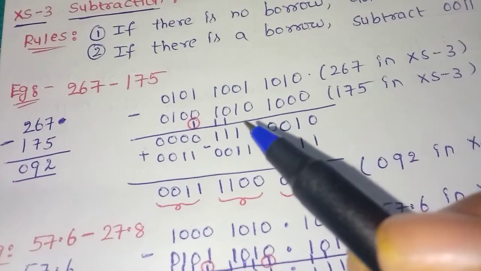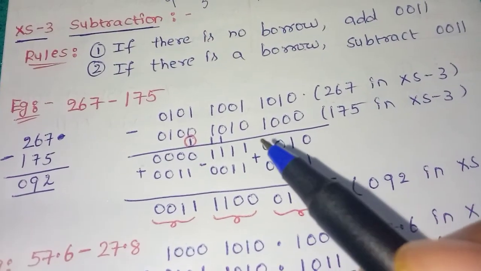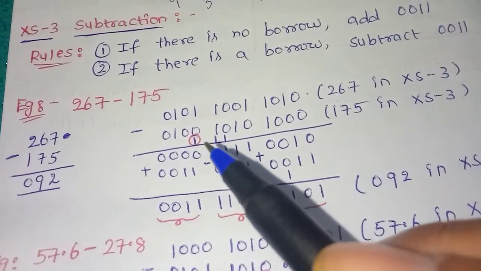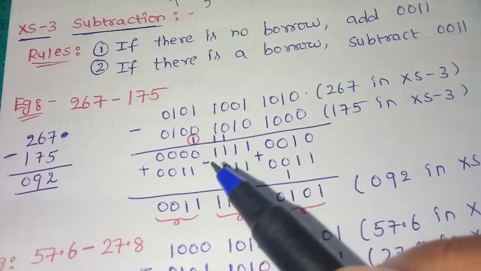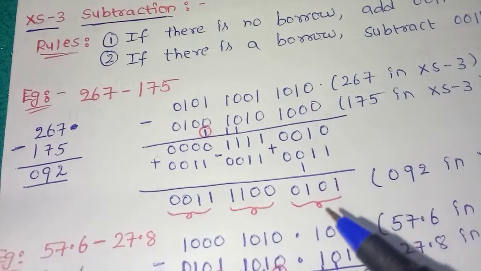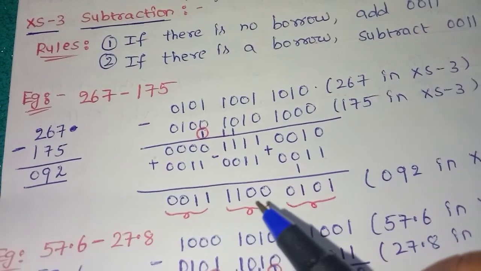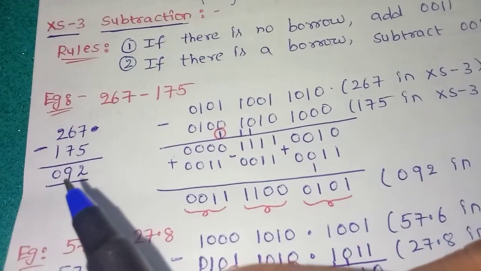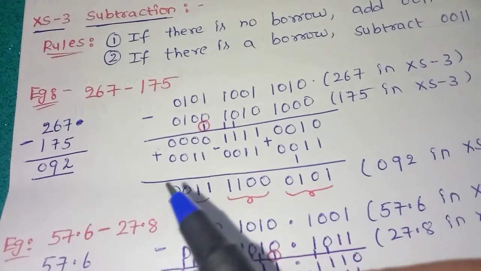If you observe that there is no borrow here, if there is no borrow, we have to add 3. Here we have a borrow, so we have to subtract 3. Here we do not have any borrow, so we have to add 3. If you look at this, this becomes 12, this becomes 5. 0 plus 3 is 3, 9 plus 3 is 12, 2 plus 3 is 5.